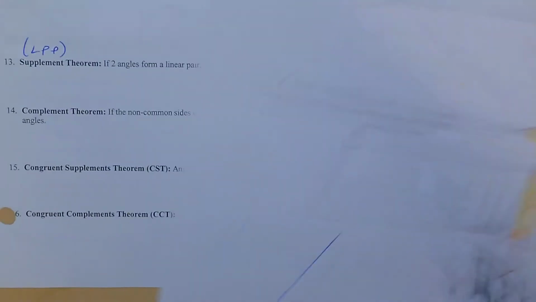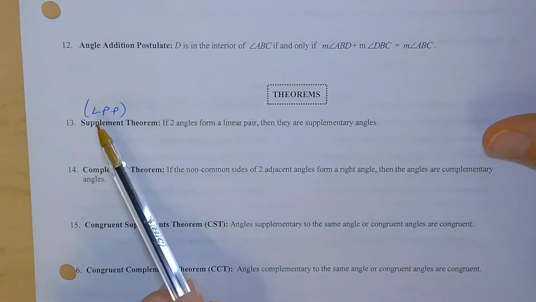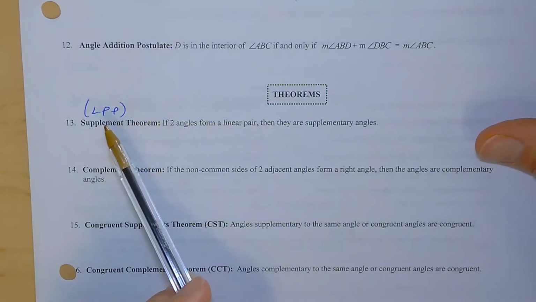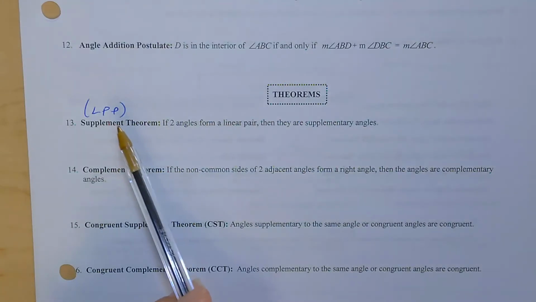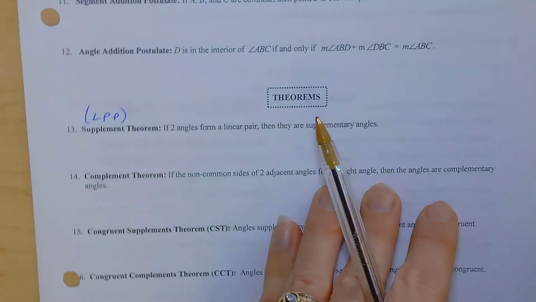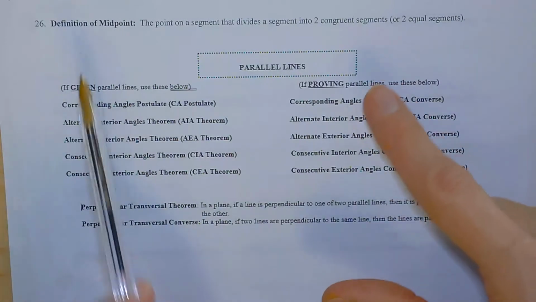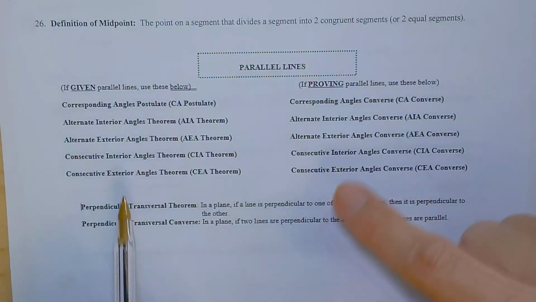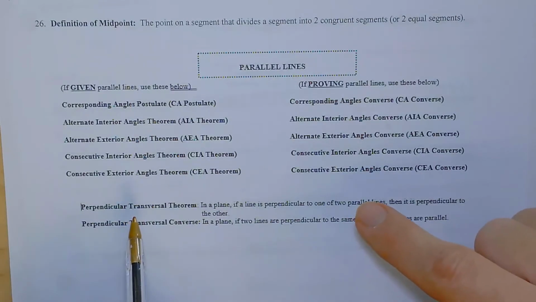So if you will look at your cheat sheet, on the front of your cheat sheet, will you find number 13 where it says supplement theorem and write LPP? Because I know some of you like to use that instead. I just want to remind you, this cheat sheet has all the old stuff with the new stuff. So flip it to the back. Bam! On the back is all of your new parallel lines theorems and converses that are free for you to use.